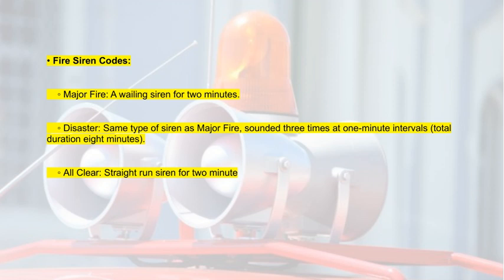Lastly, when the situation is under control and it's safe to resume normal activities, you'll hear the all-clear signal, which is a straight-run siren lasting for 2 minutes. Recognizing these codes is crucial because they quickly inform everyone about the severity of the situation and what actions to take. Understanding these siren patterns connects directly to our overall theme of being prepared and responsive in emergencies.